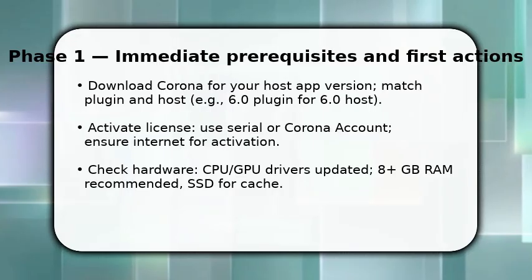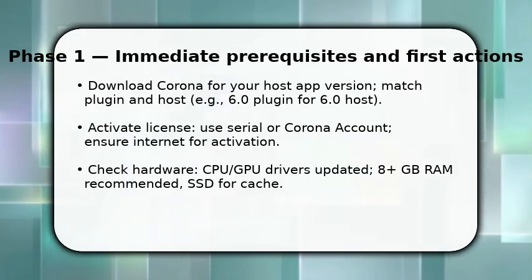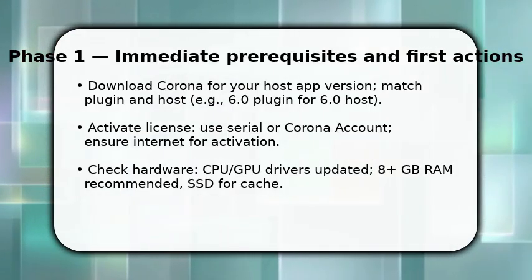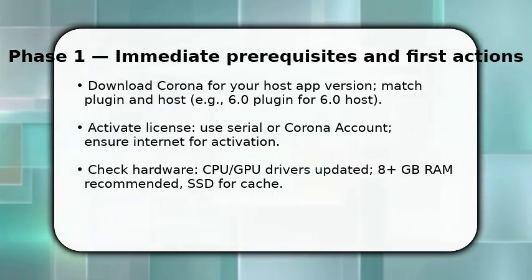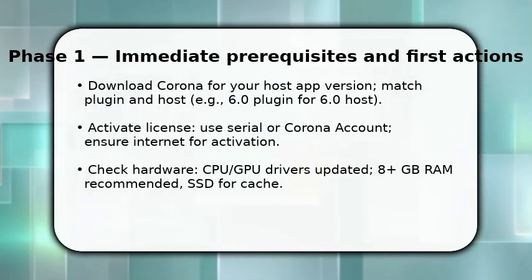You start by installing Corona and the correct plugin for your 3D host. Do that now so versions align. Once done, activate your license through the Corona account or serial number. Make sure internet connectivity is stable.